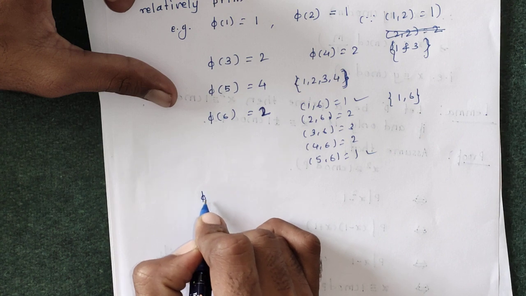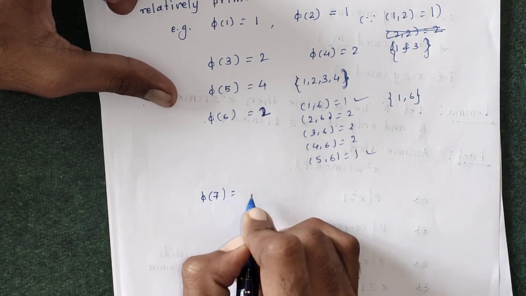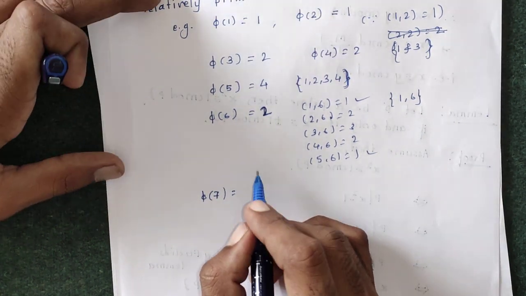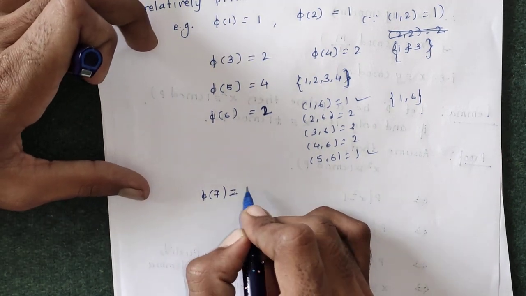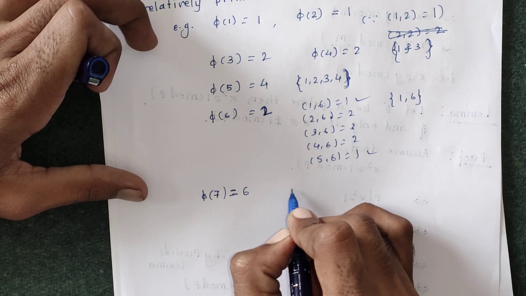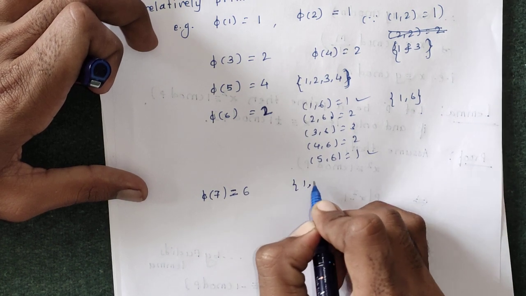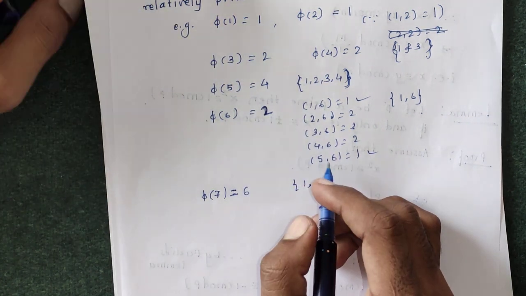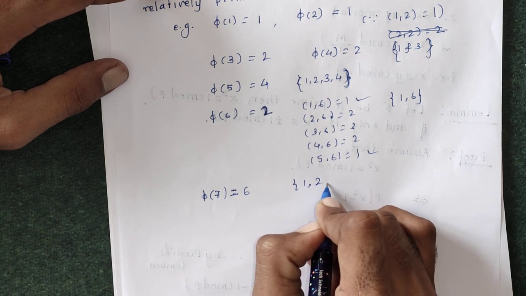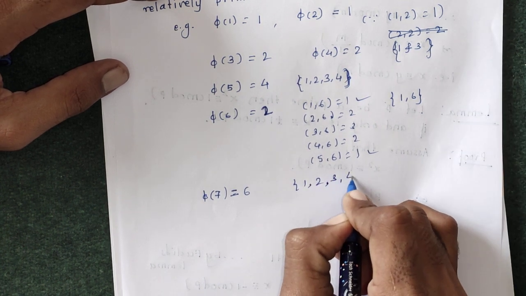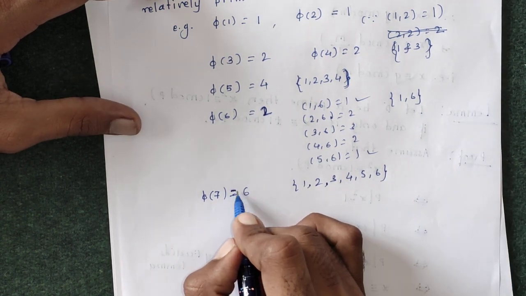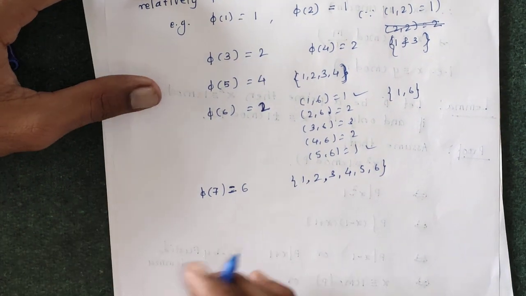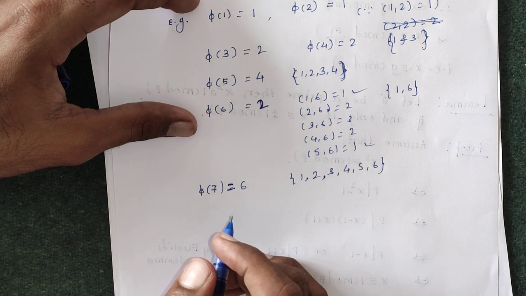Again if we take phi of 7, 7 is a prime number. So every positive integer less than 7 is relatively prime to 7. So there are 6 numbers, since 1 is relatively prime to 7, since GCD of 1 and 7 is equal to 1, GCD of 2 and 7 is again equal to 1, GCD of 3 and 7, 4 and 7, 5 and 7 and 6 and 7 are also equal to 1. So phi of 7 is equal to 6.